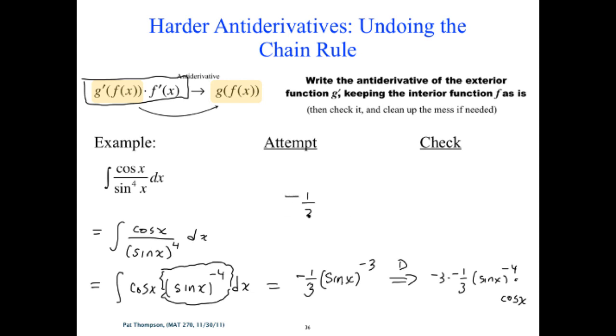Negative 1/3 sine x to the minus 3. And then we want all possible, so don't forget the plus c. On your web work, some of the problems have the plus c outside of the answer box. So they've done it for you. Others don't. So you have to watch for that. And if you don't put the plus c, if it's not there, then it's not right.